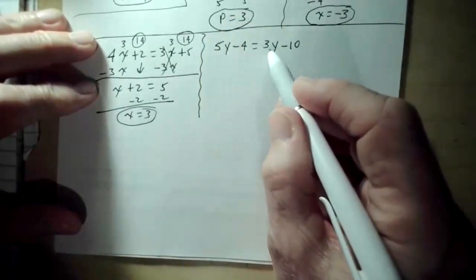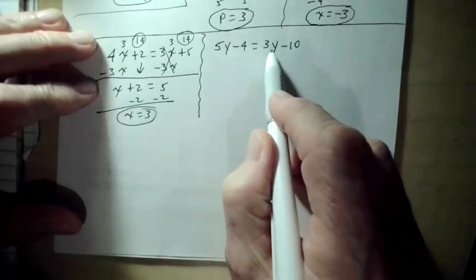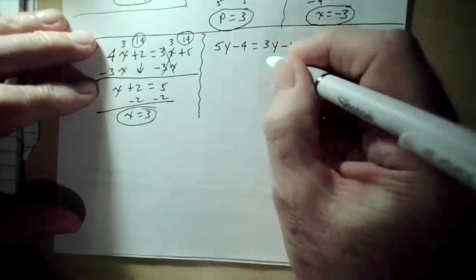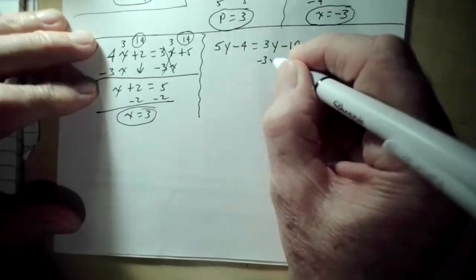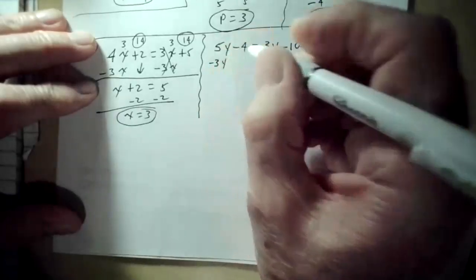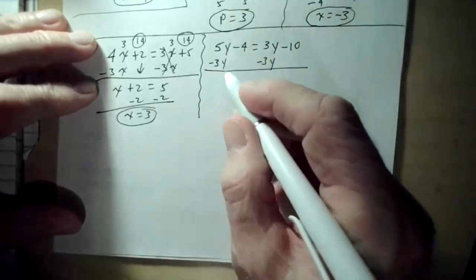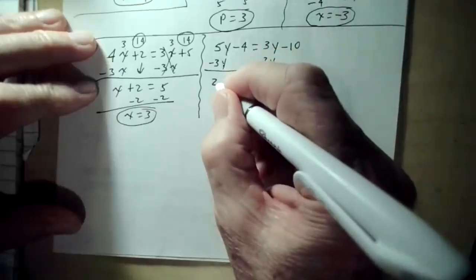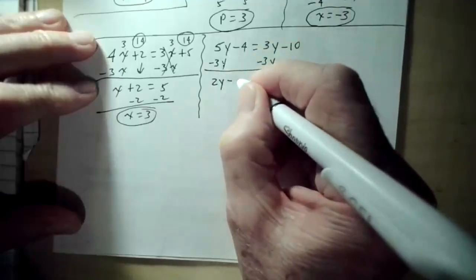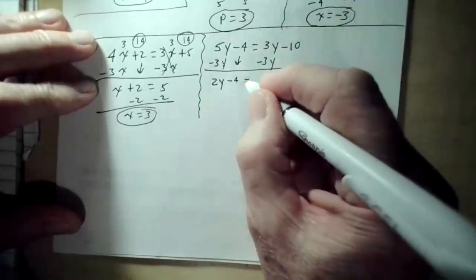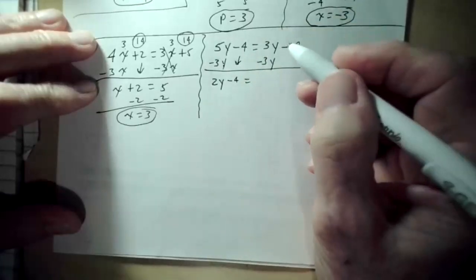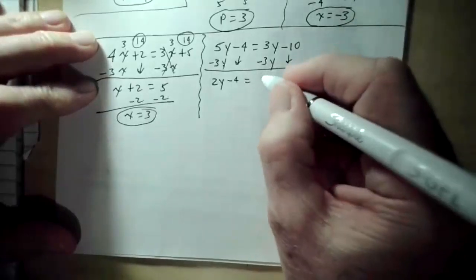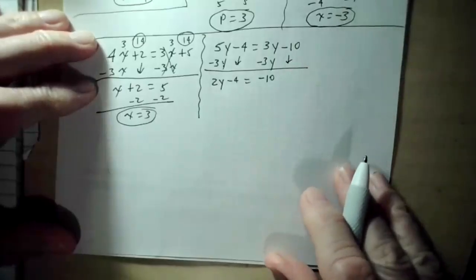Okay, so we're going to move the smallest to the biggest. If you move the biggest over here, then you'd end up with a negative 2y. And we don't want to do that unless you have to. So we're going to subtract 3y from each side. And what's left over here? 5y minus 3y's are what, 2? 2y minus 4, bringing this down, equals 3y minus 3y is 0. Any number minus itself is 0. And then we bring down the negative 10.